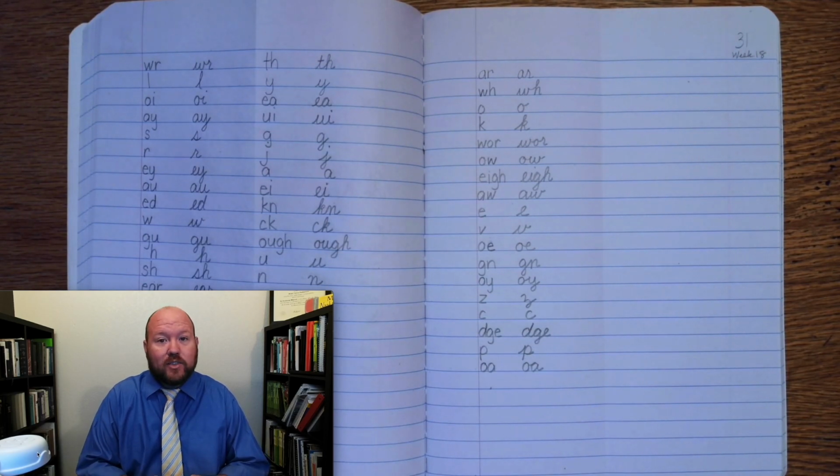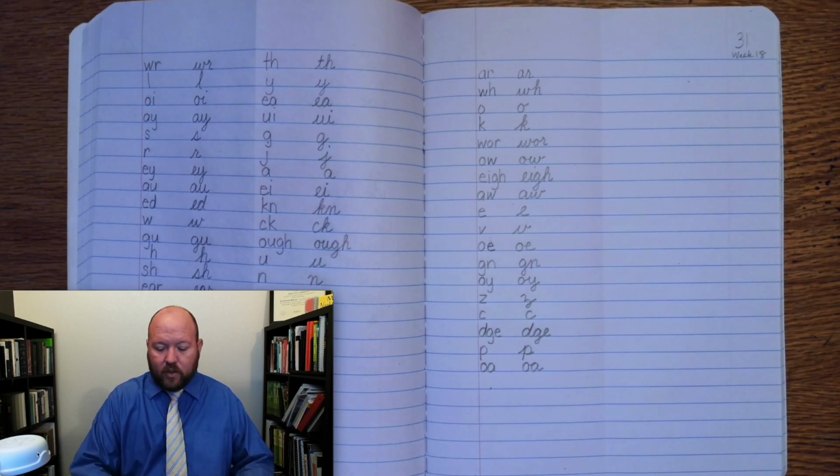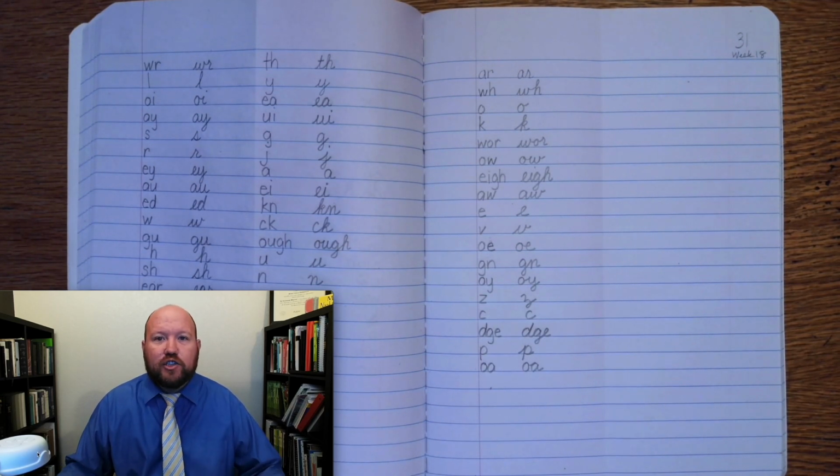If you get it wrong, that's okay. You just put a line through it and write out the correct answer next to it, so you know which ones you need to spend extra time studying. If I go too quickly, you can always pause the video. Here we go. The first one, two letters.